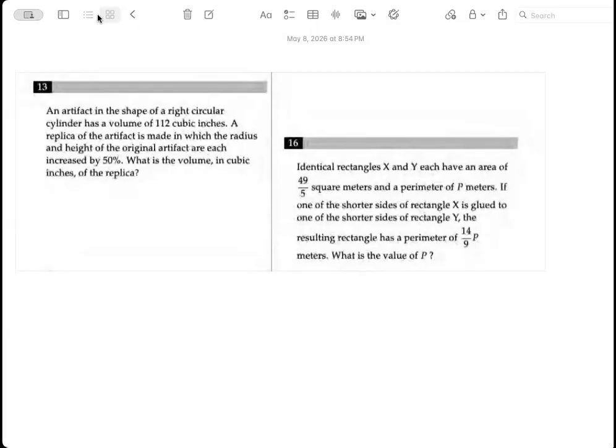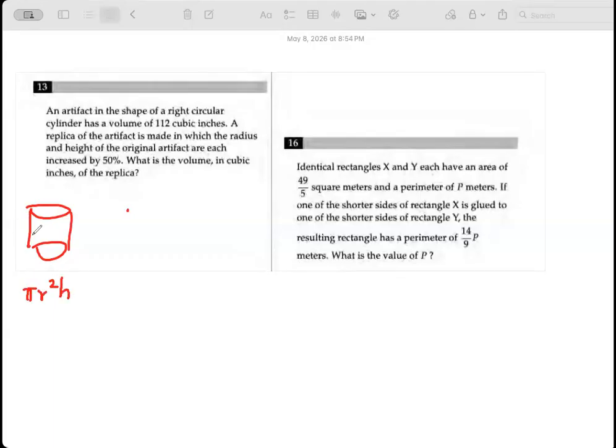An artifact is in the shape of a right circular cylinder. Right circular cylinder is this, right? So the volume of it is what? Pi r square h, right? Base area is pi r square times h, right? Base area times height is the volume of the original one, right?